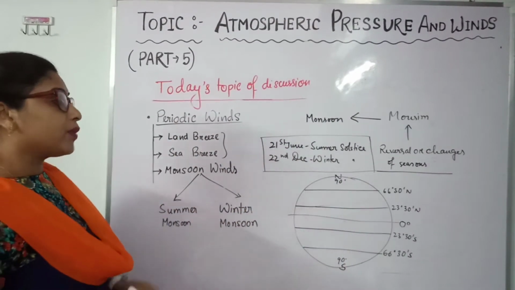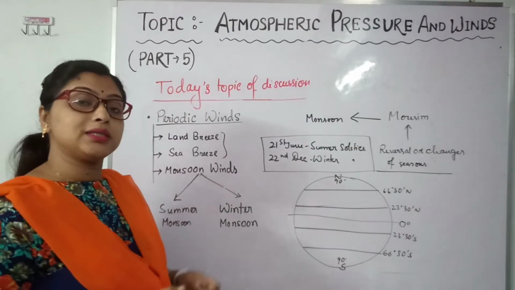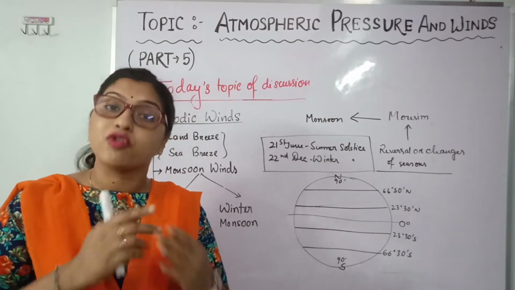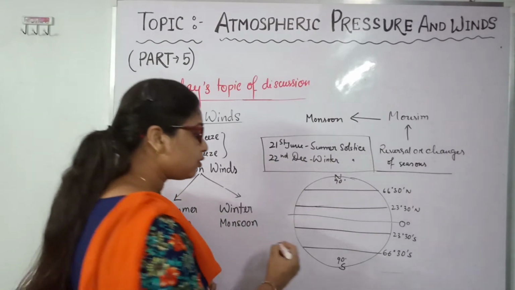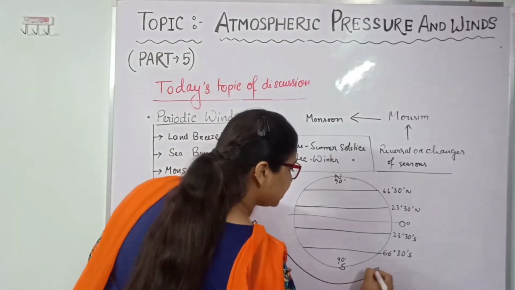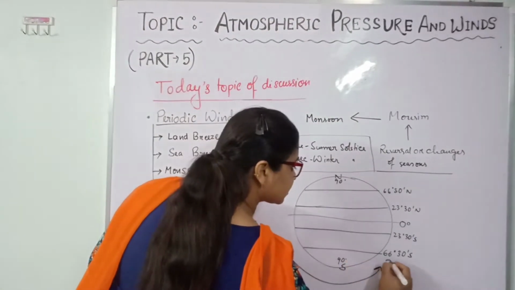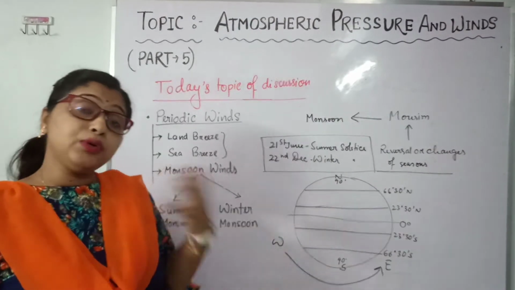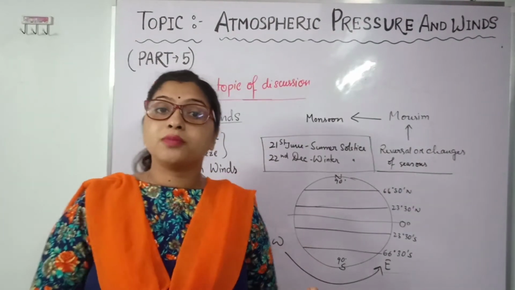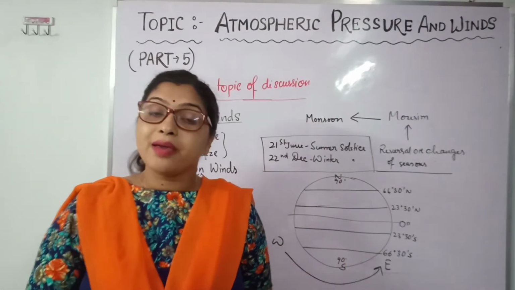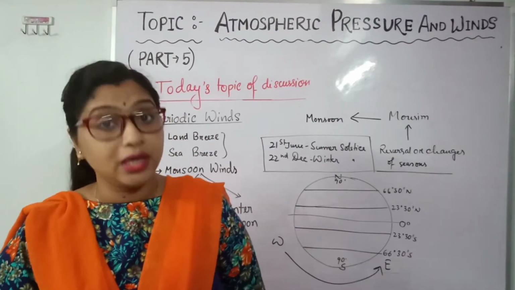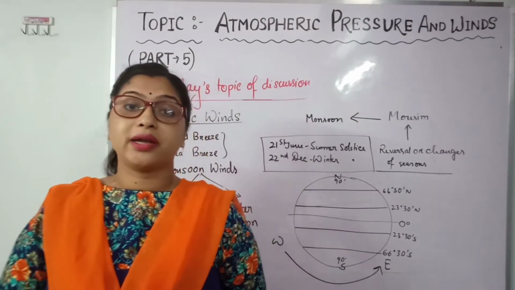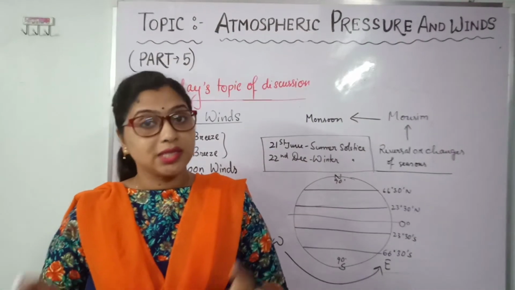Now what is happening? As we know, the sun has an apparent movement and the earth is continuously rotating on its axis. How is the earth rotating? From west to east. It is rotating continuously, and due to that, all parts of the world do not get the same amount of radiation throughout the year. At a particular time of the year, the northern hemisphere or the southern hemisphere gets direct rays.